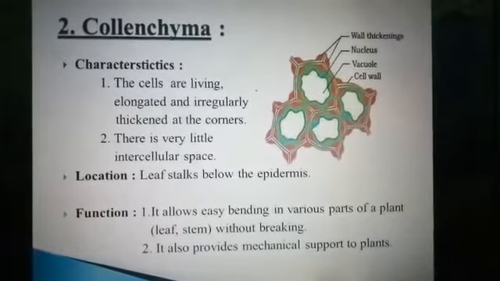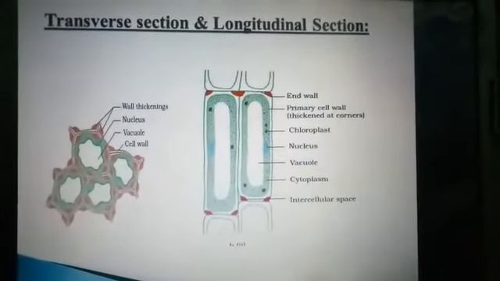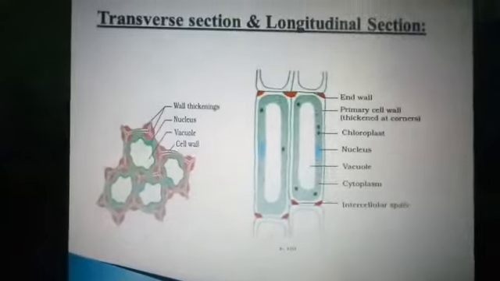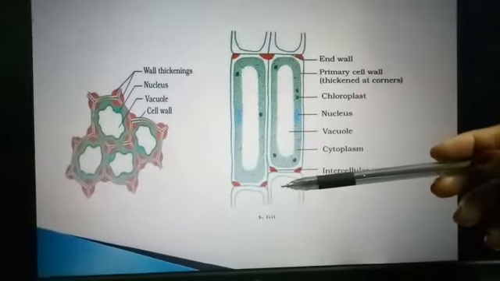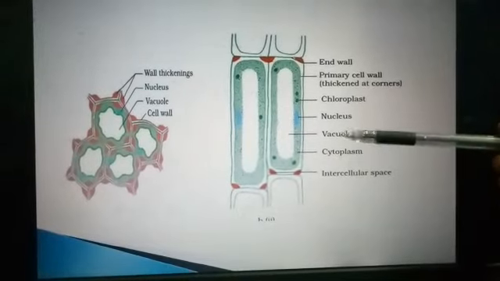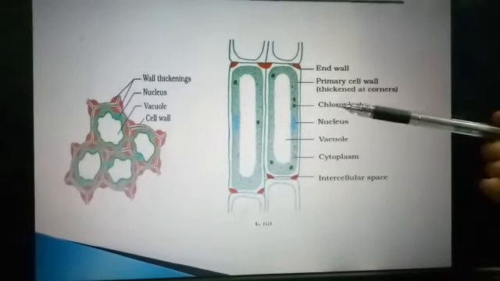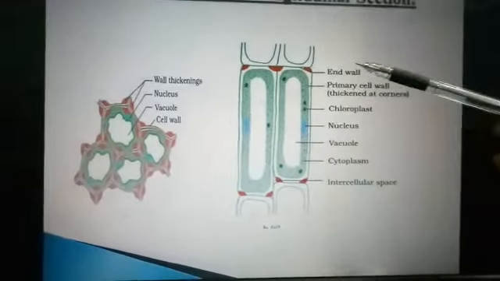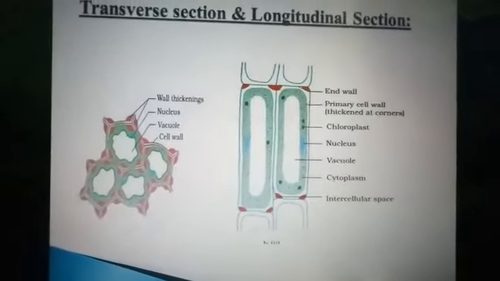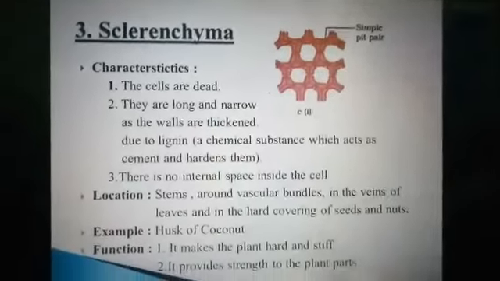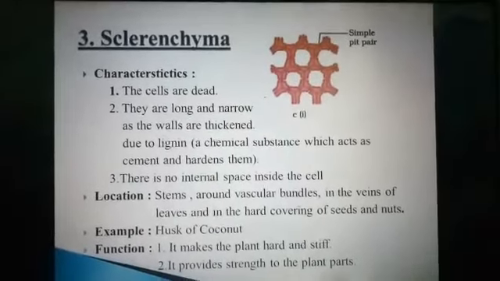Understood? Then next about the transverse section and longitudinal section. The same figure is there, wall thickening is there, and this one is the longitudinal, vertical section. Same terms: cytoplasm, vacuole, nucleus, chloroplast, all these terms are the same. And the wall is thickened. There is thickening at the corners. Understood? Then next, the third one is sclerenchyma.